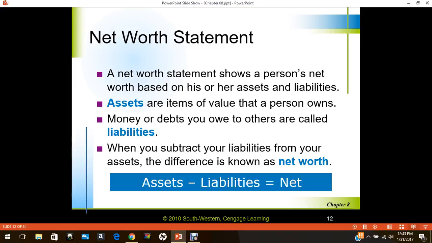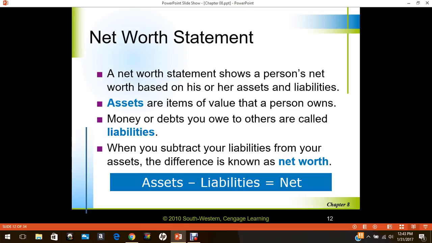Now, when it comes to the net worth statement, this shows a person's net worth that's based on his or her own assets and liabilities. Assets are any item of value that you own, and liabilities are either money or debts that you owe to others. When you take your assets and subtract your liabilities, this gives you your net worth.